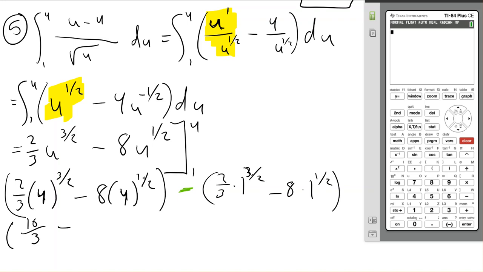This is square root, so this would be 2 times 8 would be 16. 1 cubed is still 1. The square root of 1 is still 1, so this is 2/3. Square root of 1 is 1 times 8 would be 8.